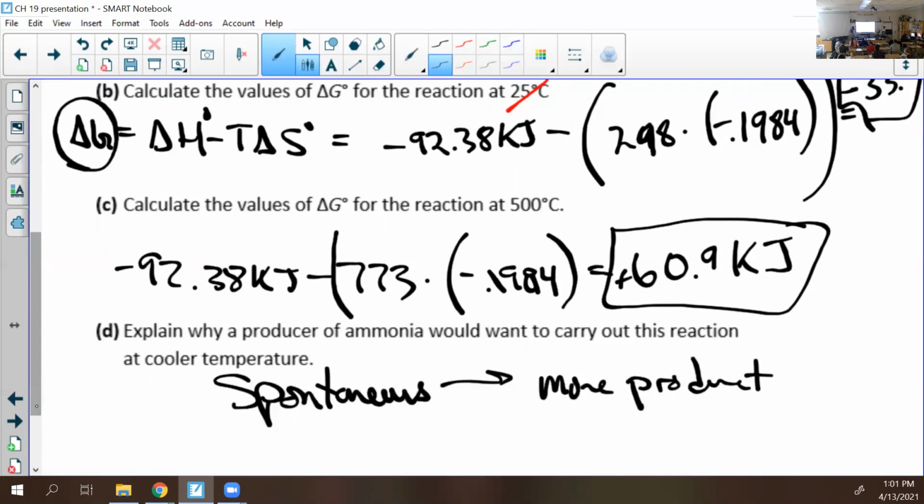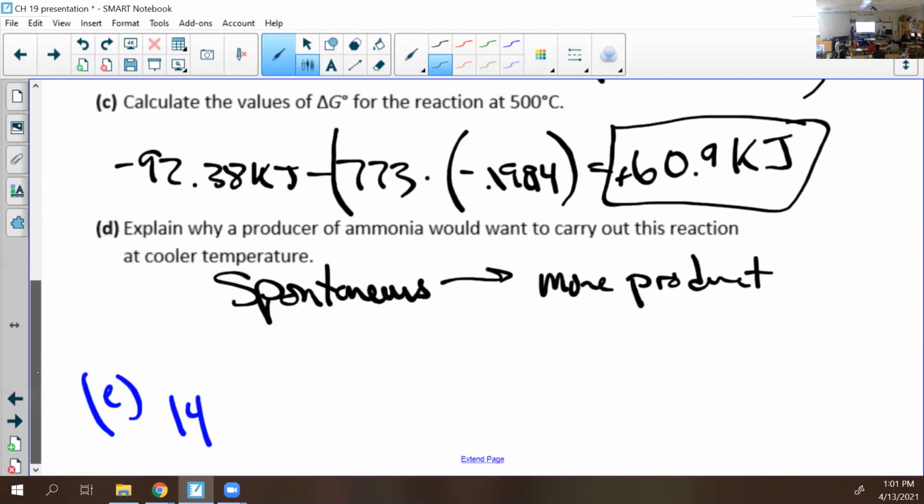Just more product. That's a perfect question because there should be an E and there isn't. Well, there's supposed to be. Here's E. It says, in reality, an ammonia producer carries this out at a high temperature. Why would they do that? No, because of speed. Just because this happens spontaneously doesn't mean it happens fast. Like rust, that doesn't happen fast.